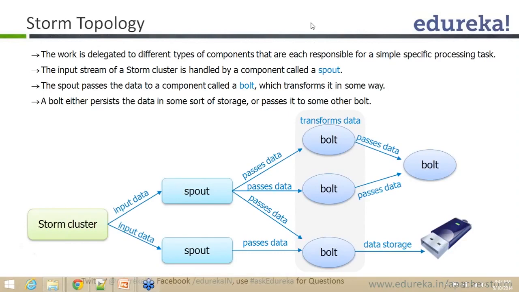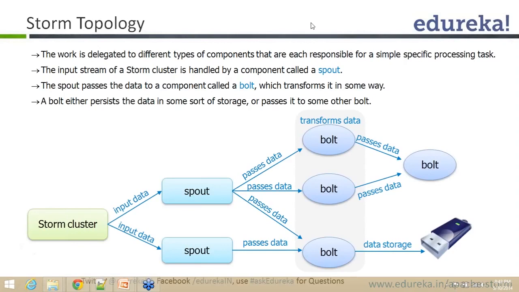So apart from just passing on the data, the spout might do some sort of segregation, some sort of filtering also. But when it comes to bolts, bolts are the ones responsible for doing some sort of processing on this data. Whatever business logic you want to apply, they generally apply it.